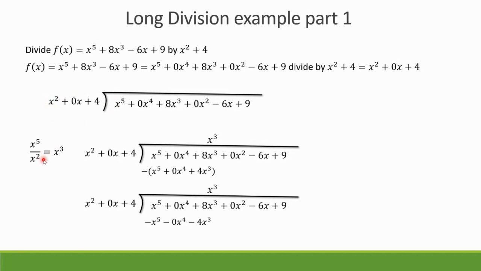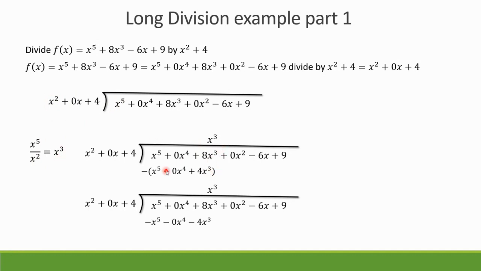So we have x to the 5th over x squared. This is x cubed. That's what we get here, x cubed, so that goes here. And we put that over its like term in the dividend. So we divide leading terms, we have x cubed, and that goes over the 8x cubed term.